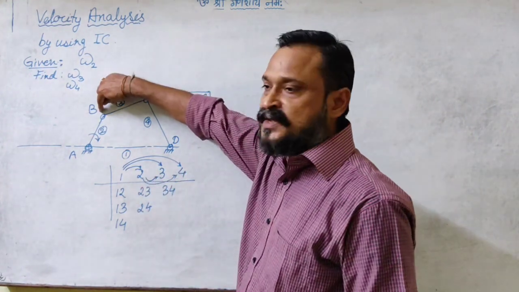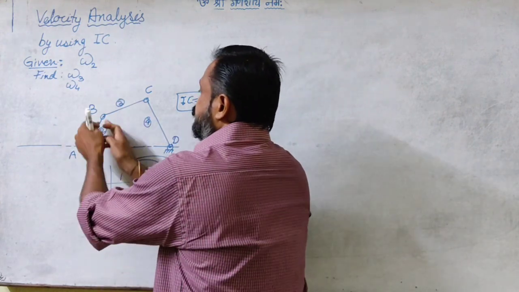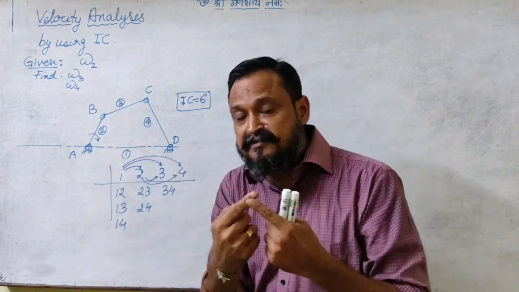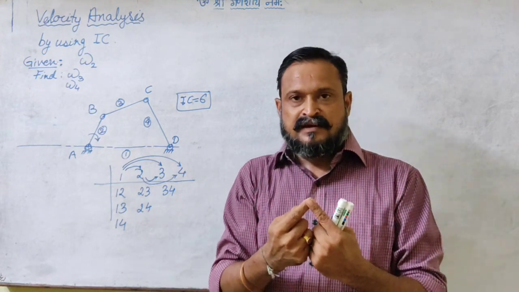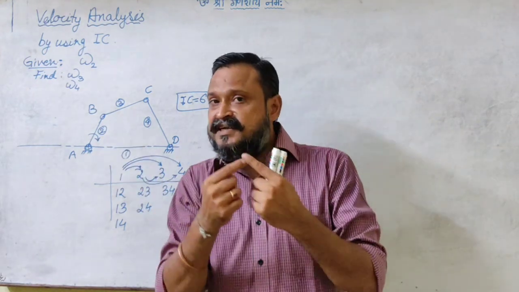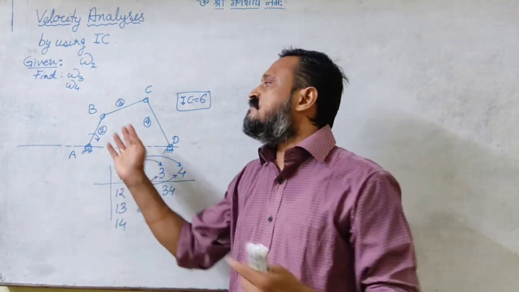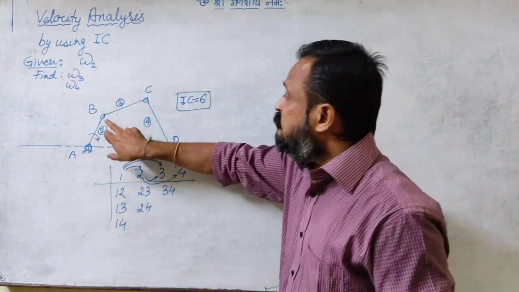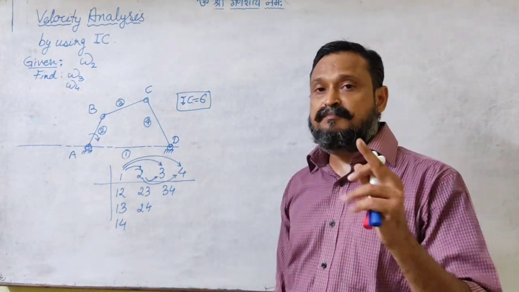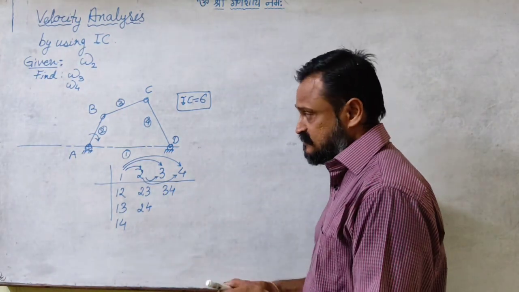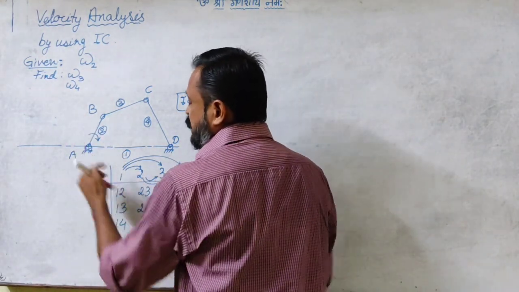Now if you see B, B becomes a coincident point for 2 and 3. But when this link turns, B is going to shift. But the joint between 2 and 3 is not going to change. So the joint is permanent, right? The instantaneous center of rotation is permanent, but it is not fixed. It is moving, and it will have its own path, whatever it is. So joint B and joint C come under the category of permanent instantaneous centers.